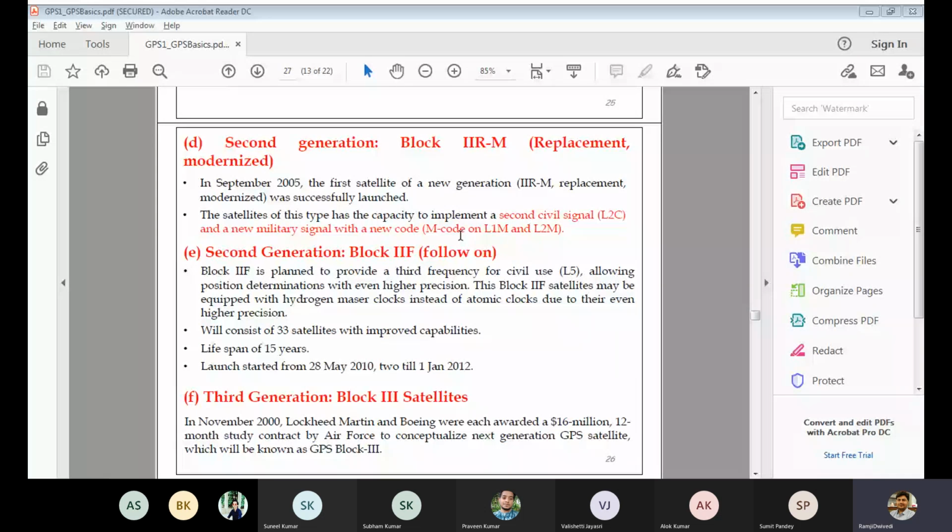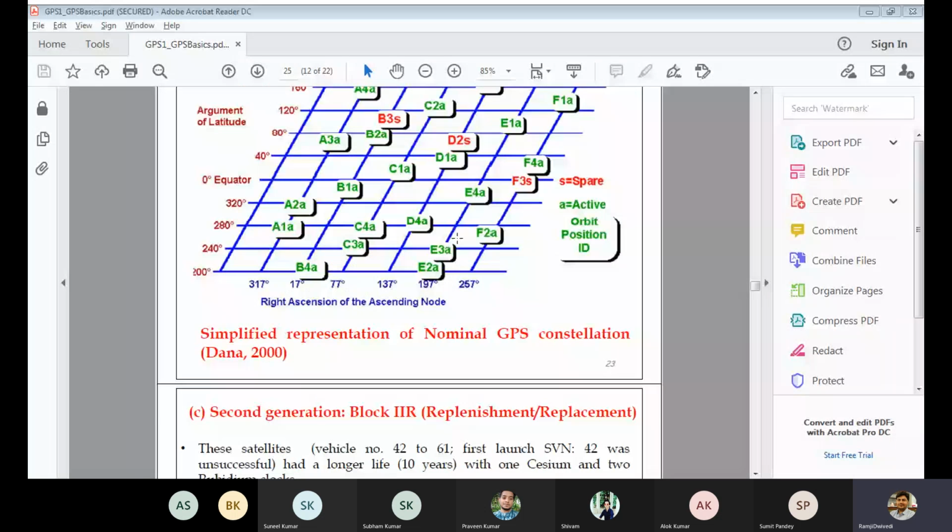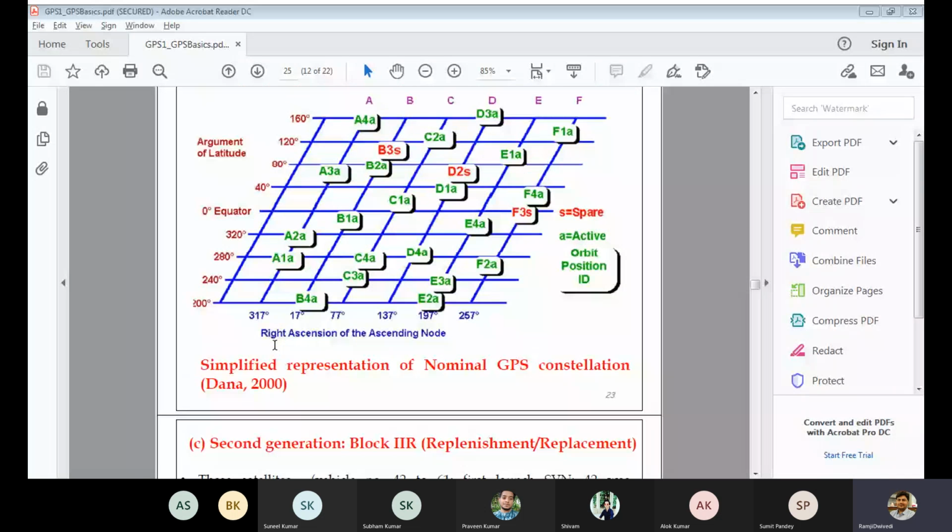Let me just go back to the top to tell you what I was discussing. These are the right ascension of the ascending node. Six orbits have six different ascending nodes, as each individual orbit will have a different ascending node and descending node. These are the six orbits of latitude, setting positions at different levels in that orbit. So that was the right ascension of the ascending node.